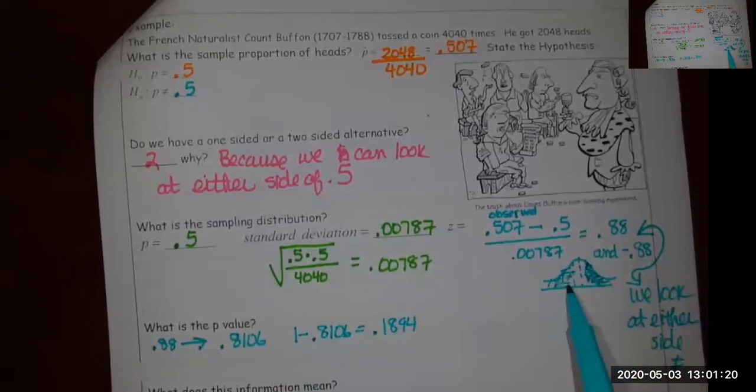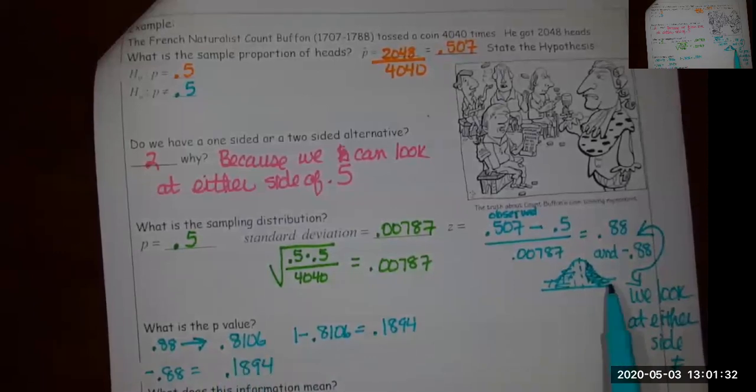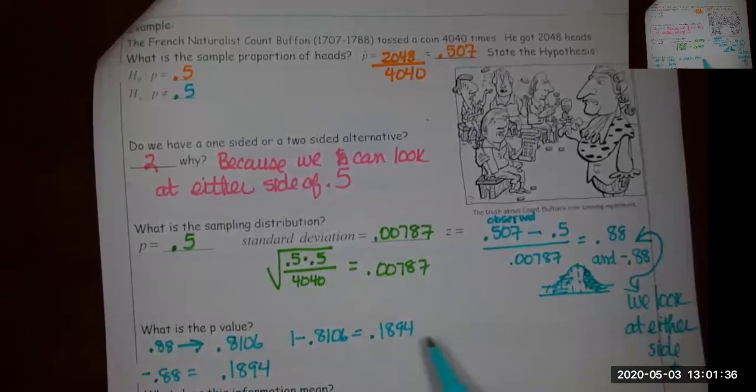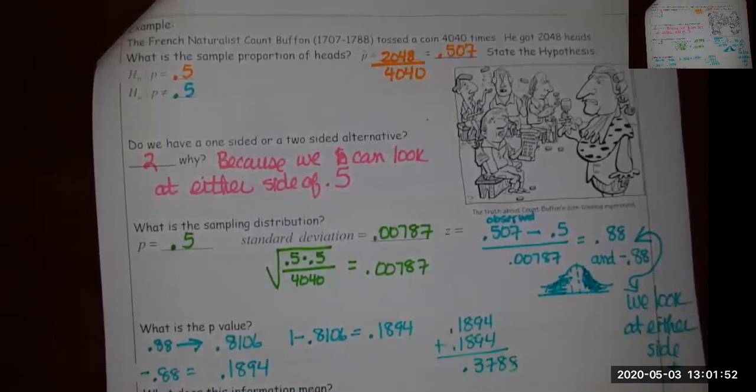Now we want to look below, so we're going to look up negative 0.88, and that's, no big surprise, the same, right? Because whether you're above or below is going to be the same. So our p-value is all the area above and all the area below. So it's 0.1894 plus 0.1894, so 0.3788, right?